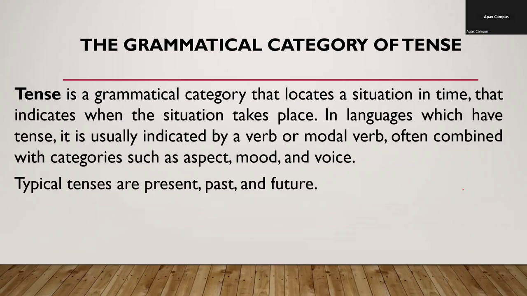The grammatical category of tense. You know about the tense, actually tenses are the basics in English grammar. You can't say anything about sentence construction without thinking about the tenses. So what do you mean by tense? Tense is actually the time. It's a grammatical category that locates a situation in time. When we write a sentence using a particular tense, we are locating a situation in a particular time frame, which means we are talking about when the situation or action or happening takes place. When, the time, that is the focus of the word tense.